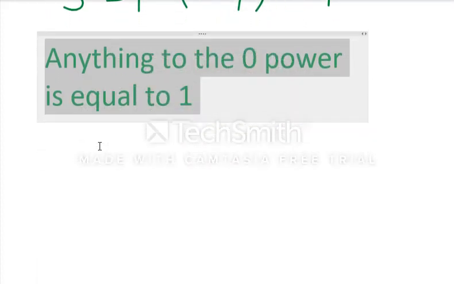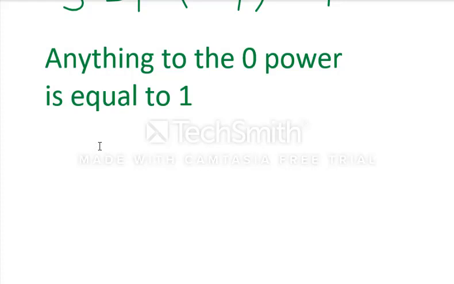Now, you will need to put all of these exponent rules together to work through some of these problems. You might have to use several of the rules at one time. You might have to multiply, you might have to divide, you might have to use the zero power rule, but we can apply all of these rules together to simplify expressions with exponents.